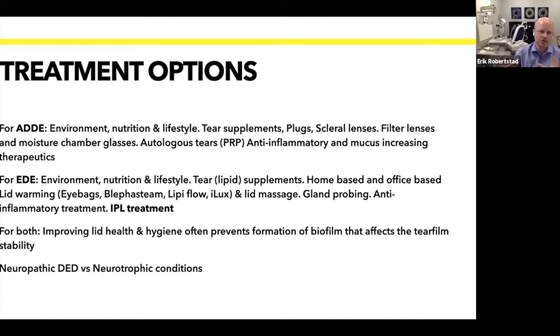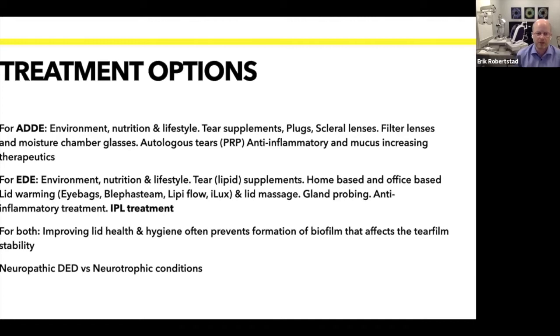And for both of these groups, irrespective of aqueous deficient or evaporative, remember that improving lid health and hygiene often prevents formation of biofilm. And biofilm will affect the tear film stability. So it's really important to control the lid health and hygiene.